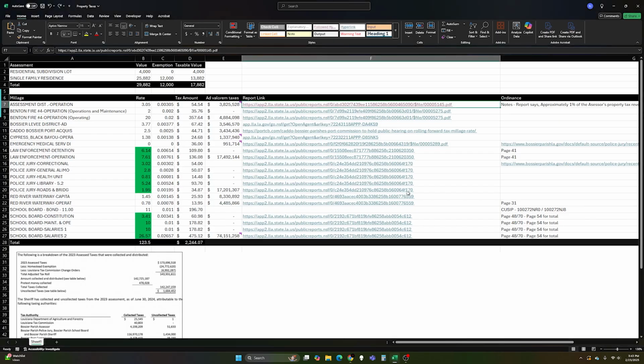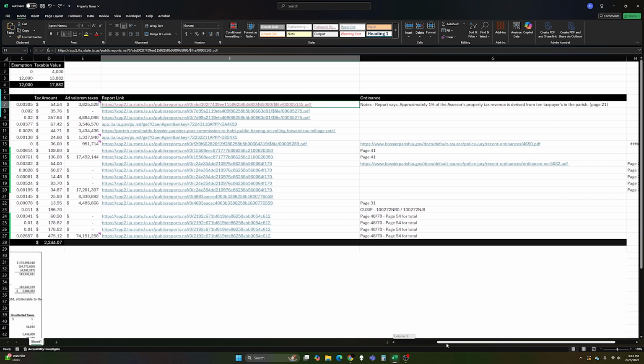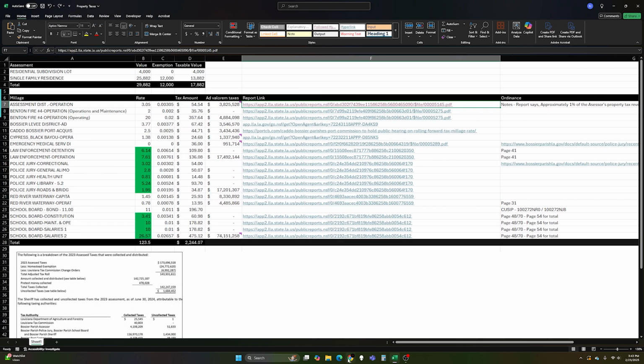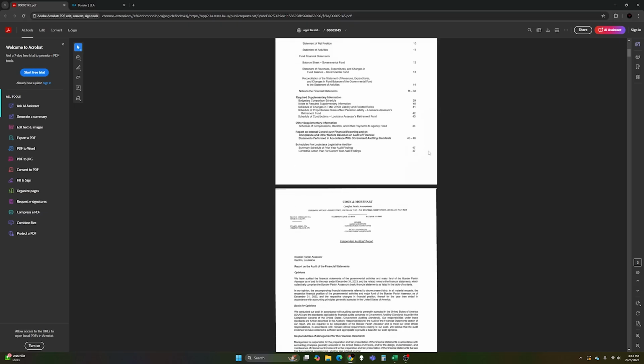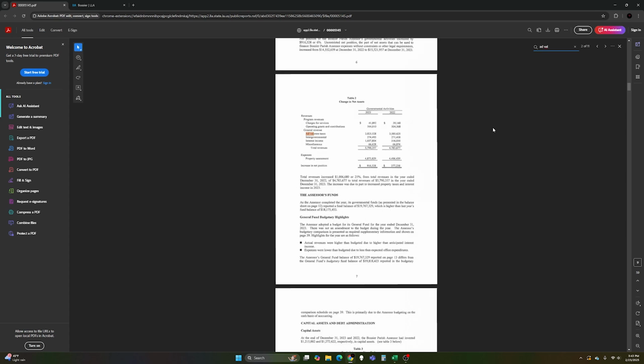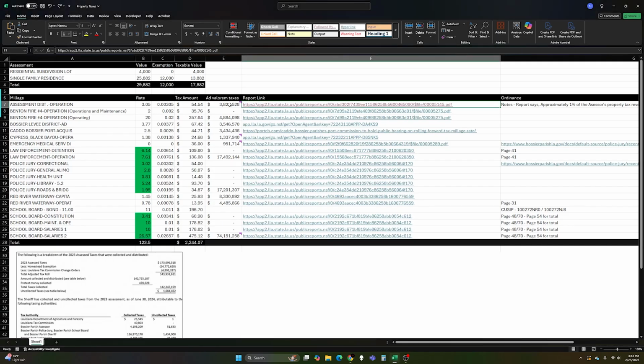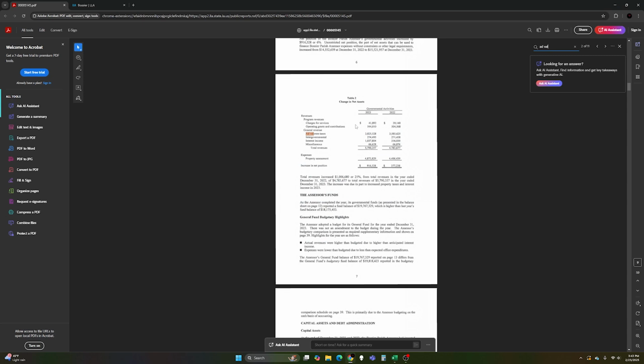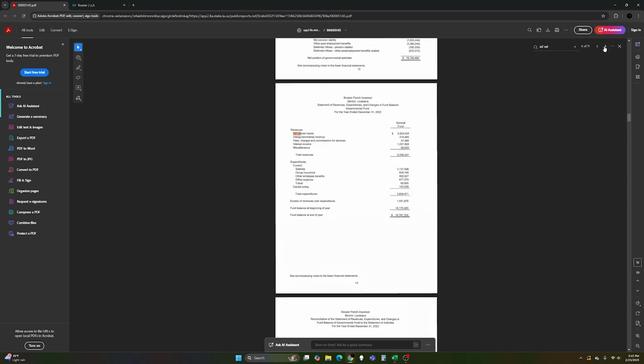And so from here, we can go down and you can look for ad valorem. And you can read more about property taxes. And so in 2023, the ad valorem taxes was 3.8 million, which is what I have here. But then we can find some more information as well.